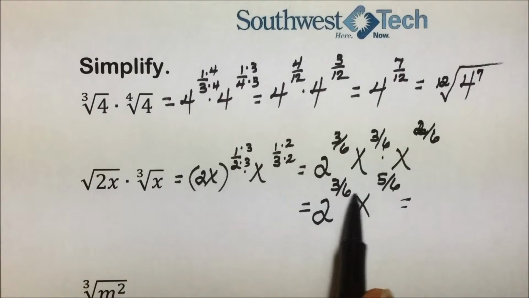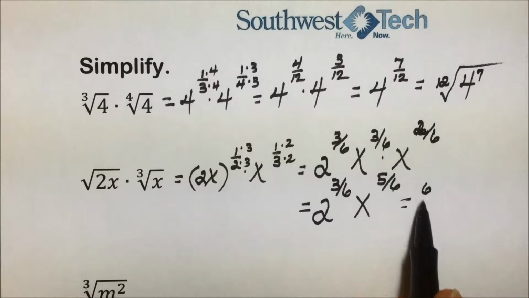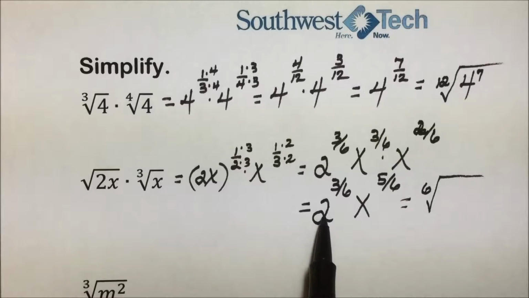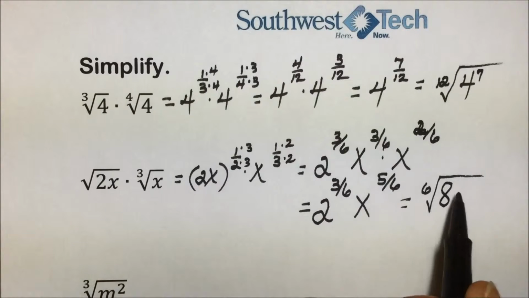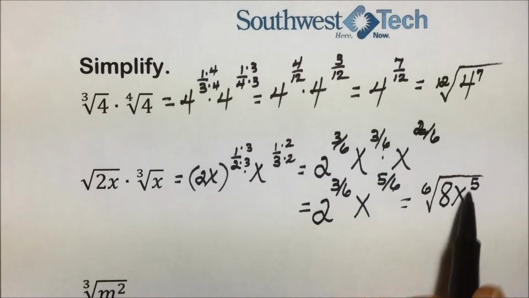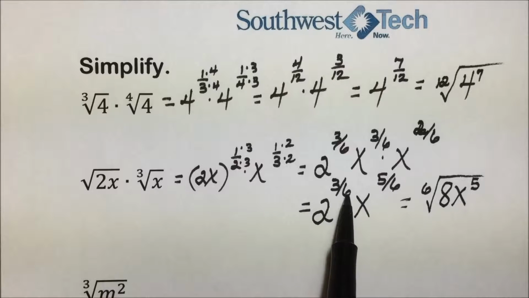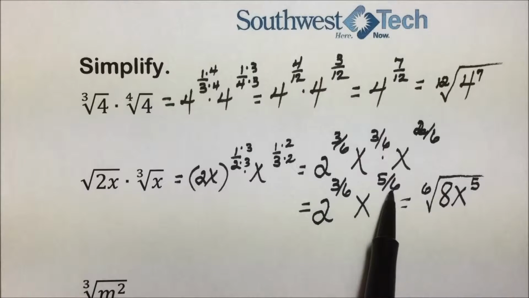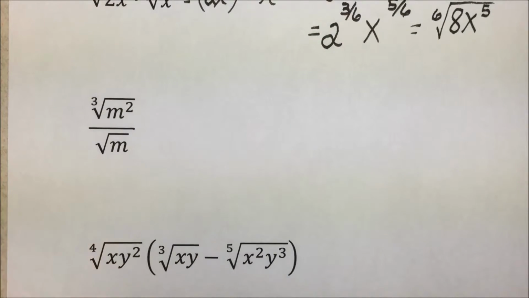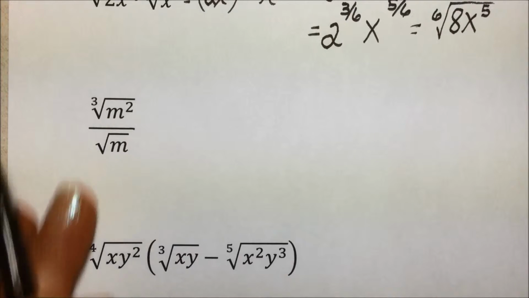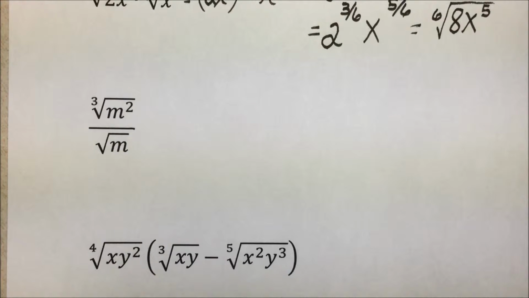Our index is 6. We're taking the 6th root of 2 to the 3rd power, which is 2 times 2 times 2, or 8, and x to the 5th power, keeping in mind that the 6 in the denominator of each of these exponents is the index on our radical. In this next one, it doesn't matter if it's a multiplication or a quotient or division of radicals. We use the same procedure.